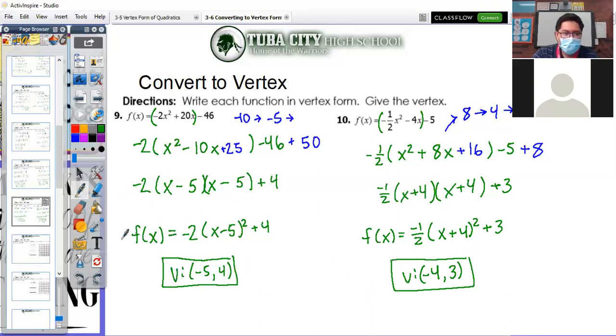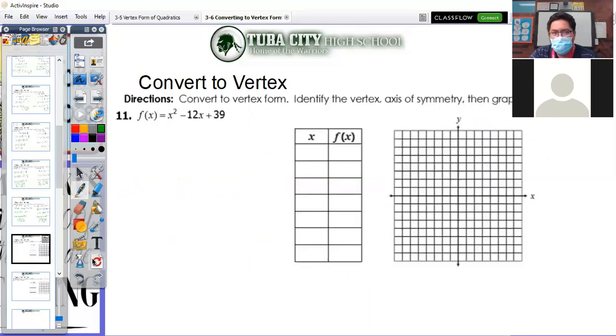Stay hydrated. All right, let's go ahead and move on to this one here. So convert to vertex form and identify the vertex, axis of symmetry, and then graph it. All right, so we have this in standard form. And remember, in this case, if we wanted to graph this the normal way, we'd have to do the negative b over 2a, take that number, put it in the middle, find some values.